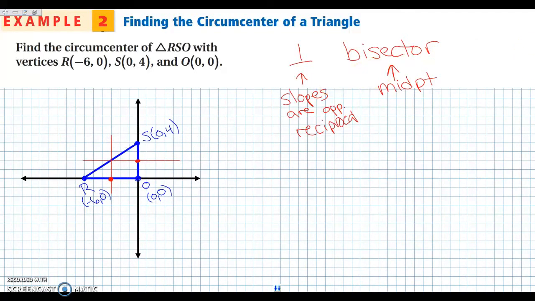Okay, so now the question is where do those meet? They meet right here, which is at the point -3, 2. Now this is also the midpoint of the hypotenuse because I have a right triangle, which is on slide 1, where we said that our circumcenter will be located there anytime I have a right triangle. All right. So questions on that, go ahead and write that down now.